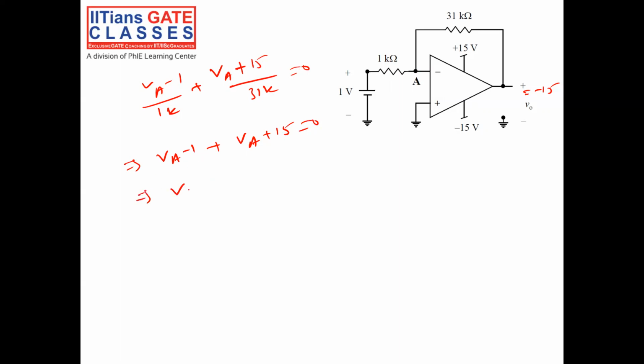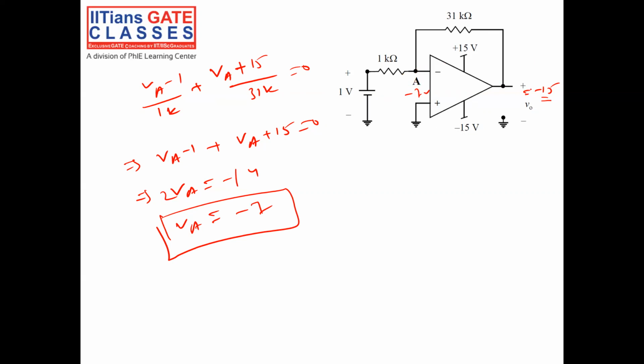This implies 2VA is equal to minus 14, right? So VA is equal to minus 7 volt. Okay, VA is equal to minus 7 volt. So for making my V output minus 15 volt, my VA has to change to minus 7 volt. Because when VA is equal to 0, my output should be minus 31.